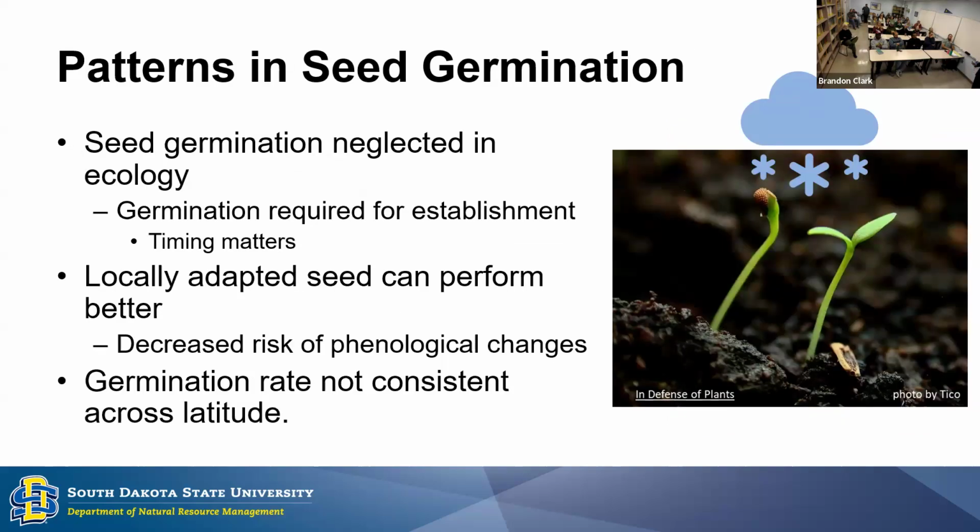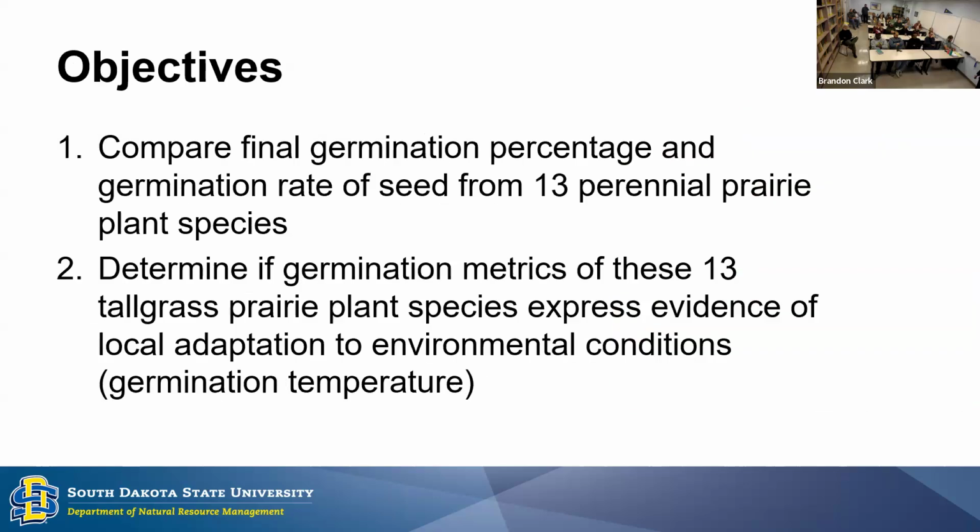And there's support that locally adapted seed performs better because it reduces these risks of phenological changes. A big importance point with phenological changes and when they occur is if you have seed that germinates at the wrong time when adverse weather conditions are prone to happen, there's a good chance that the seed is less likely to succeed. And another pattern we see is that germination rate is not consistent across latitude. We have a couple papers that exhibit that.